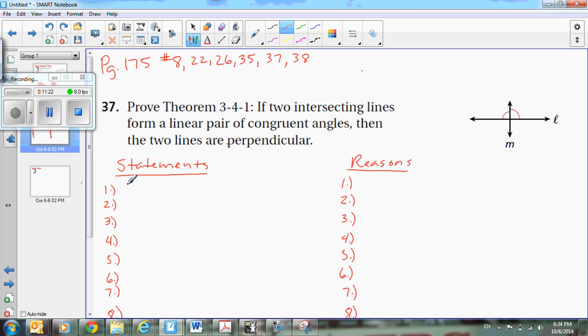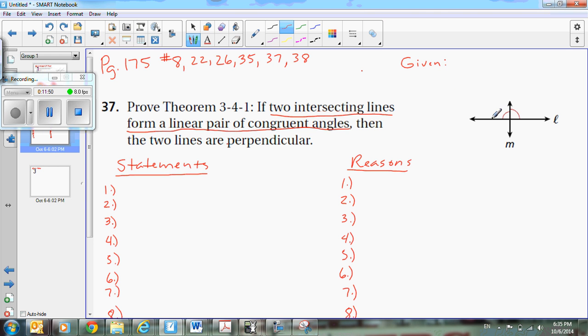Okay, now I numbered off my statements and my reasons and forgot to leave space for the given and the prove statement, so we're just going to write them up here. Okay, remember the given statement is the information that comes from the hypothesis. I'm going to underline that once. And we're going to write it in terms of the diagram. Okay, so what are we assuming? Two intersecting lines form a linear pair of congruent angles.